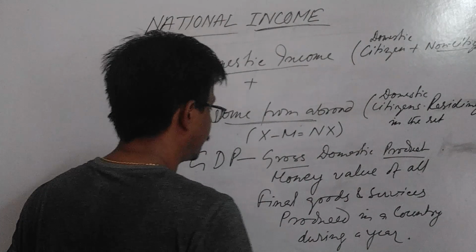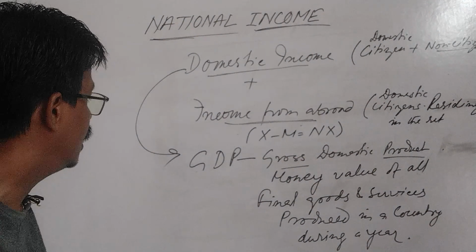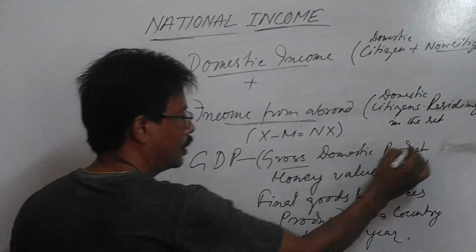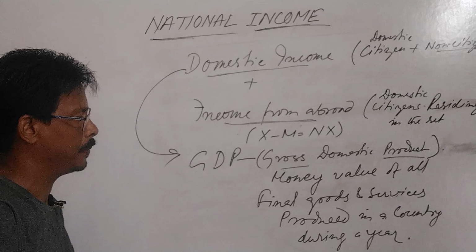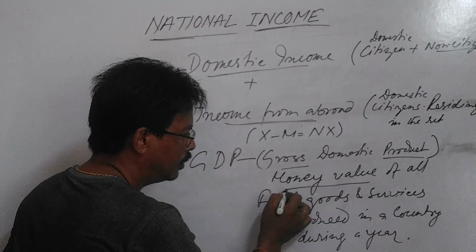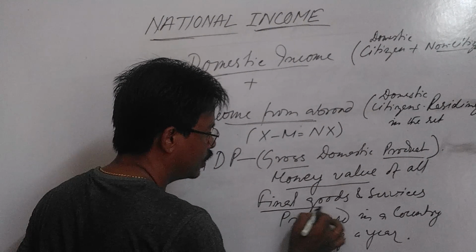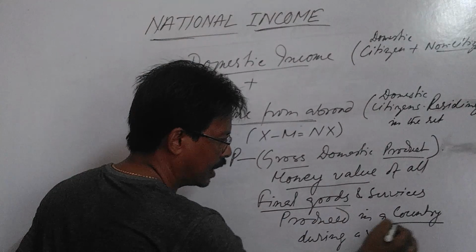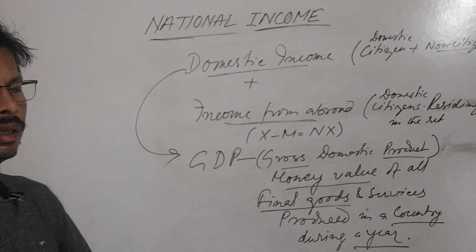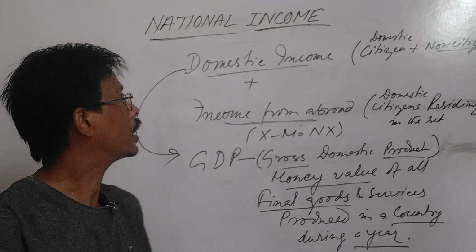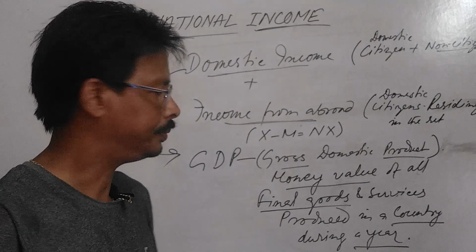Now look, what is the meaning of the GDP? It is the money value of all final goods and services produced in a country during a year. These terms are very important to define gross domestic product or to define national income.